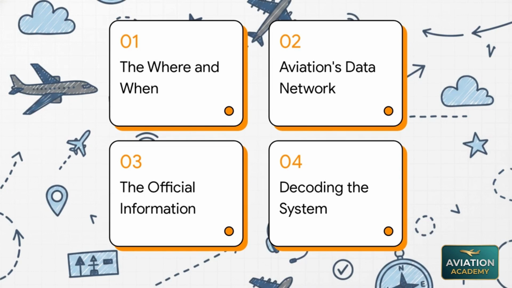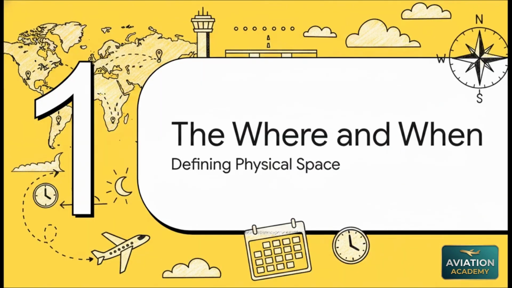We'll start with the where and when, then look at the data networks that connect everything. After that, we'll get into the official documents themselves, and finally, we'll pull it all together so you can see the big picture. All right, first up, the where and when.